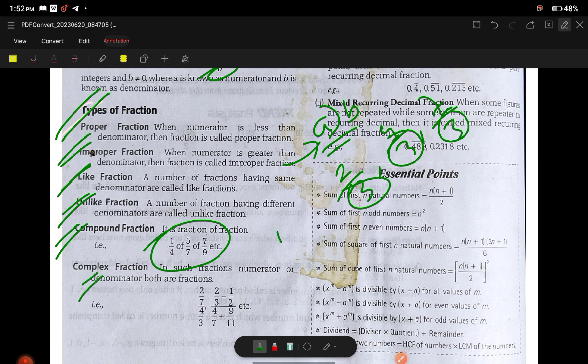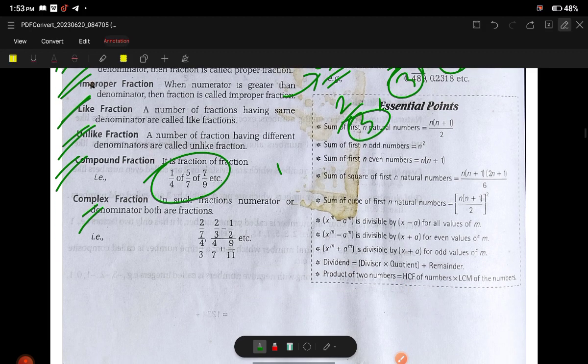Compound means 1 upon 4 of 5 upon 7 of 7 upon 9. So this is a compound form of this fraction of this fraction. This is compound of. And complex means one fraction upon another fraction. So numerator and denominator will be fractions here.